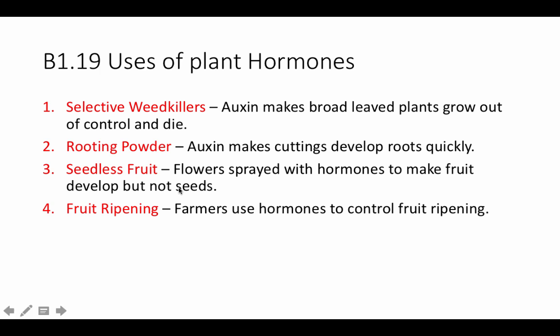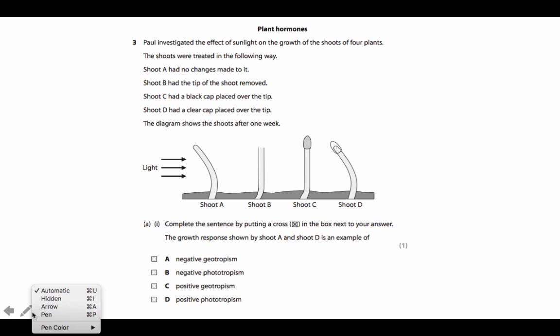And then finally, fruit ripening. Why use fruit ripening hormones? It's because then we can make the fruit ripen at the exact same time. So it can come from the other side of the world, but we'll make it ripe as soon as it arrives at the right place. That way they last for longer and they can still sell them even if they're coming from all over the globe.